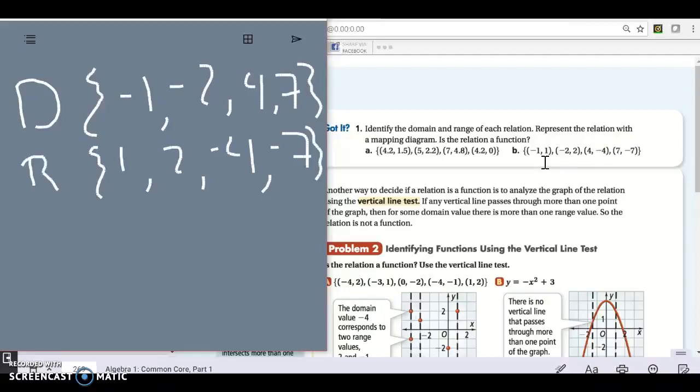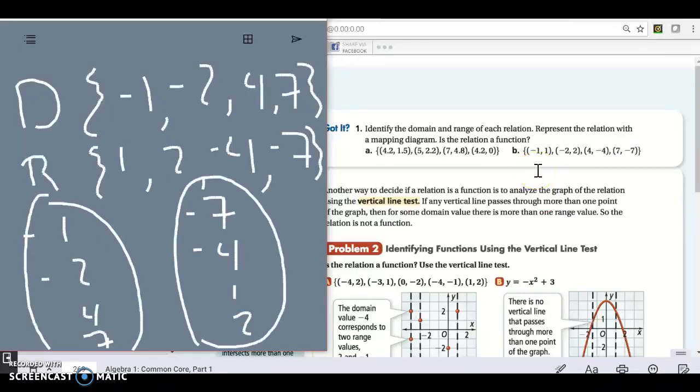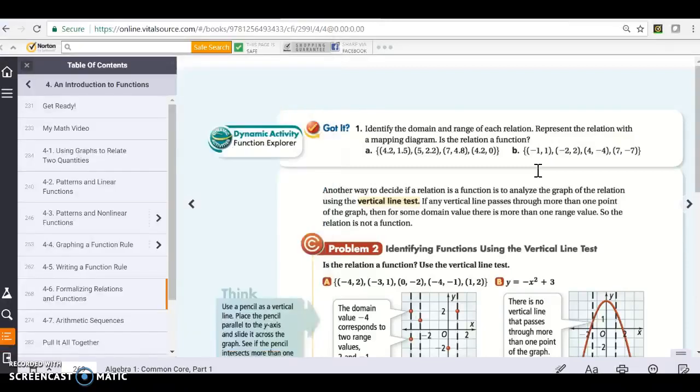So if I map it, my domain, I have negative 1, negative 2, 4, and 7. And I put it in a little box. My range is 1, oops, let's put in numerical order, so we do negative 7, negative 4, 1, and 2. Put in my little circle. So negative 1 goes to 1. Negative 2 goes to 4. No, sorry, negative 2 goes to 2.